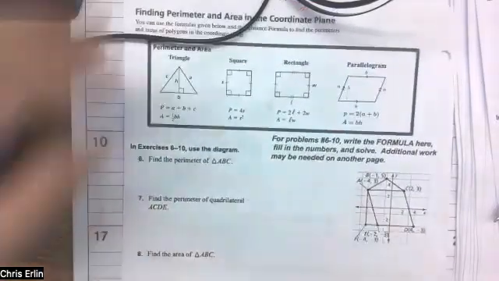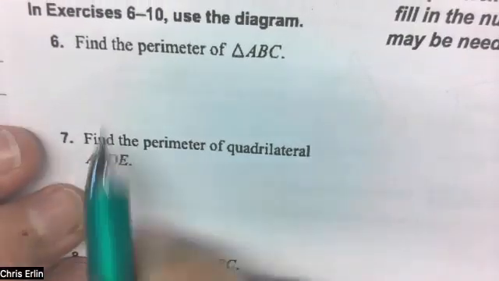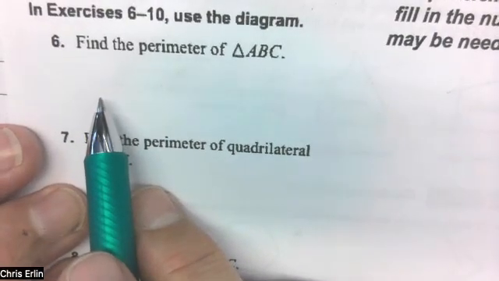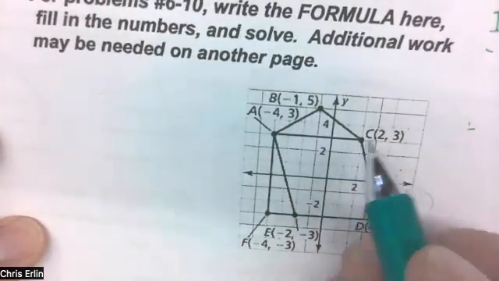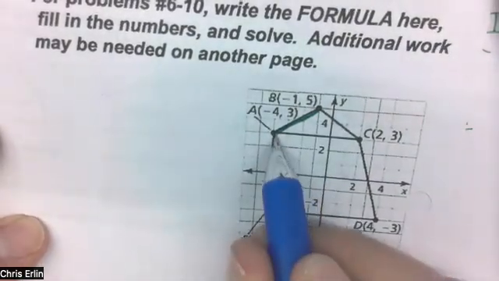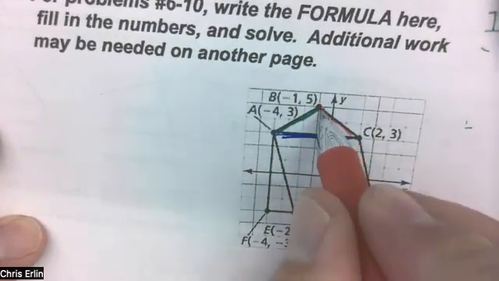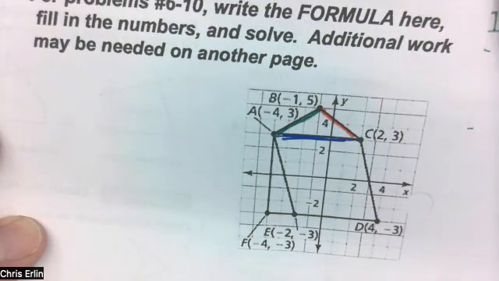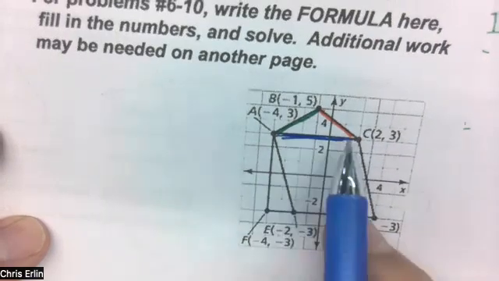So if we go to the back here, let's take a look at number 6 here. Find the perimeter of triangle ABC. Here's A, here's B, here's C. So I want to find that green length, this blue length, and this red length all together. Which one's the easiest? Blue, green, or red? Blue's easy, right?